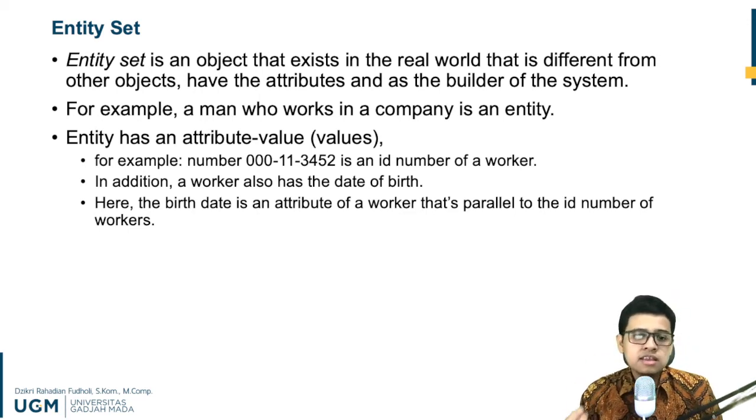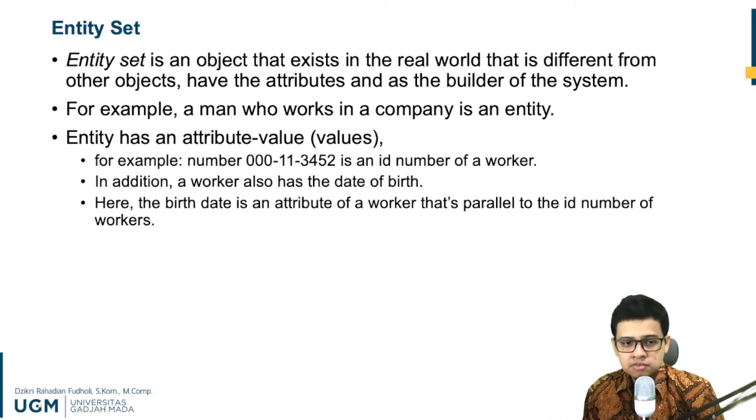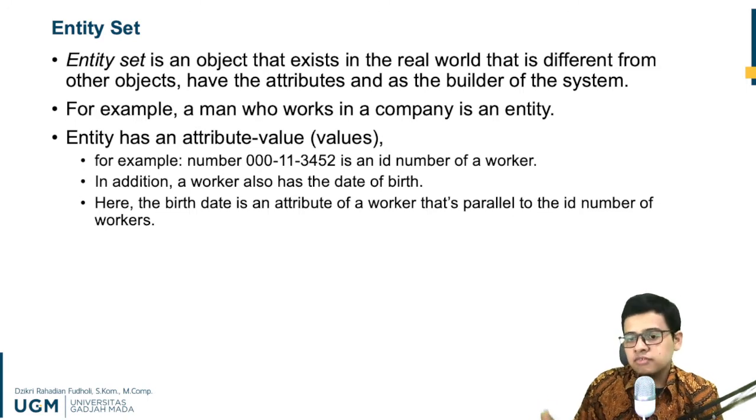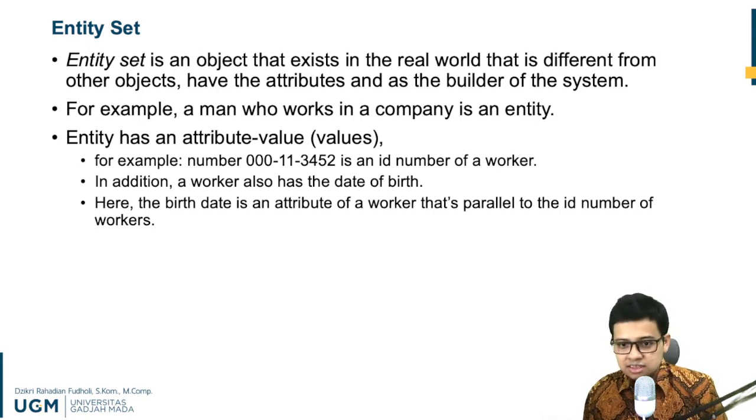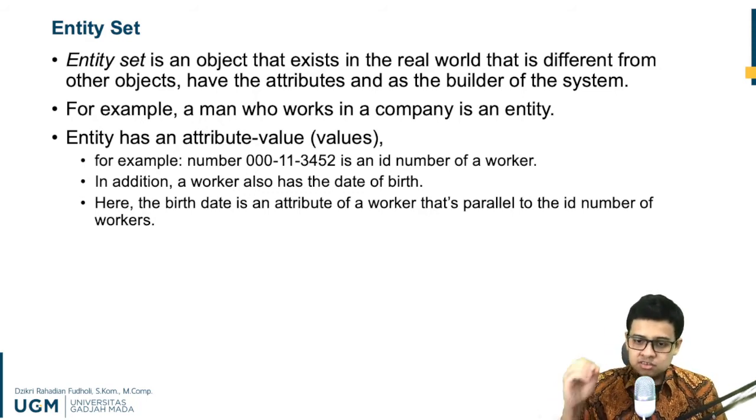Each entity has an attribute value, and the kinds of attributes vary among the entities. For example, here, the man who works in the company has a number, 000113452. That's the ID of that particular man. For me, I have my worker ID, which is quite long. So that ID is just for me.